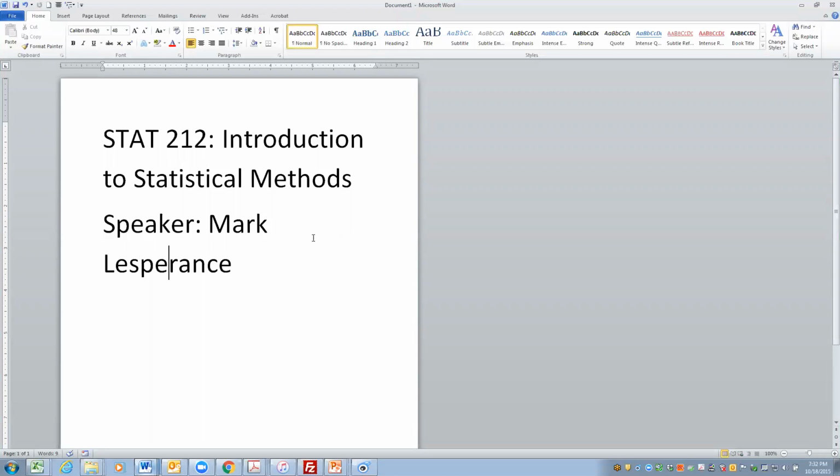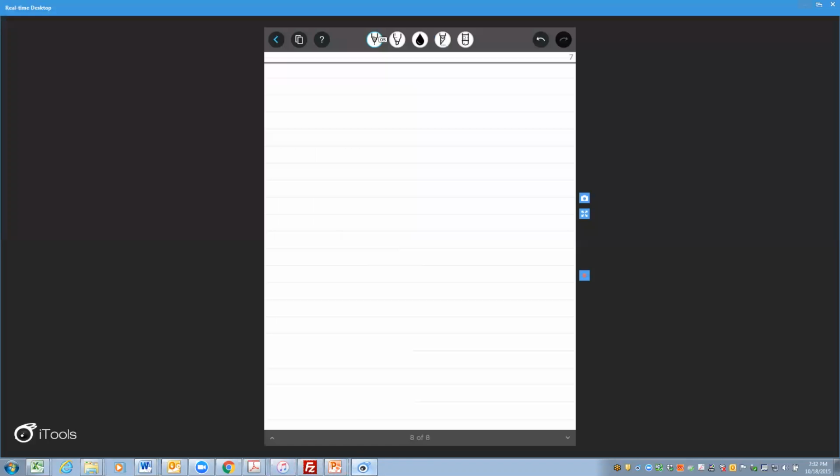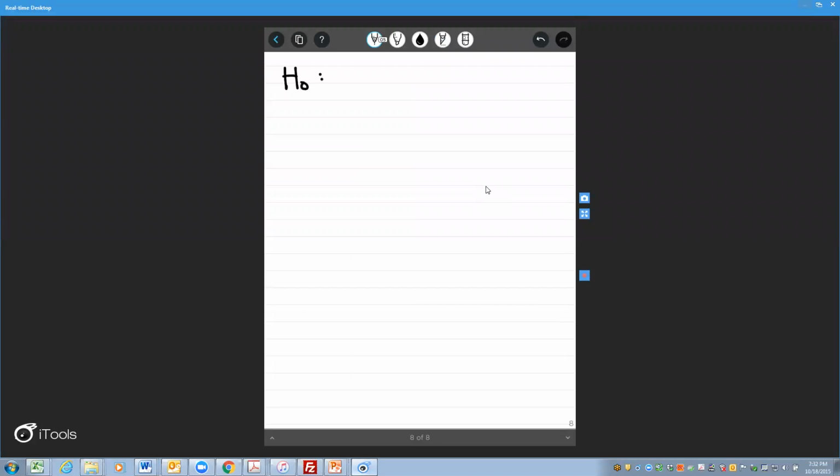Now we're going to do some examples of hypothesis testing for one sample proportion. So let's suppose that we were given a null hypothesis: the population proportion is 0.37, and the alternative is that the population proportion is not 0.37.